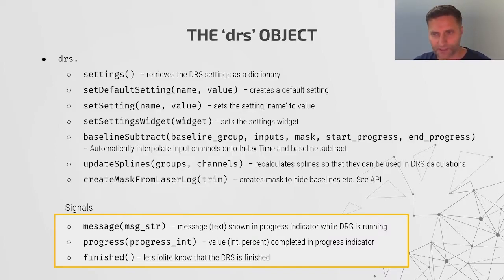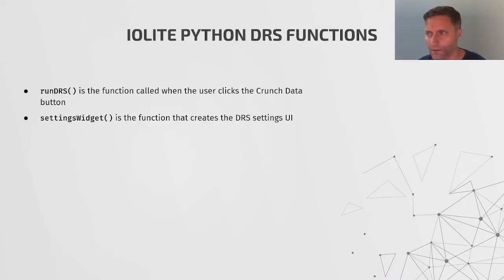So you call it any time that the DRS stops or at the end of the DRS. Now let's look at the two functions that are required by the DRS module. The first is the runDRS function. This is the function that is called when the user actually clicks that crunch data button. This is the one that actually creates all the channels.